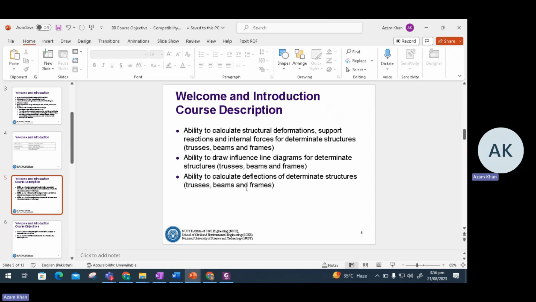So this course is about structure analysis. It's an introduction to structure analysis of determinate structures. This course will develop an ability to calculate structure deformations, support reactions, and internal forces for determinate structures. It will develop your ability to draw influence lines for a determinate structure, and it will help you to work out deflections of determinate structures. So mainly we'll be focusing on trusses, beams, and frames.